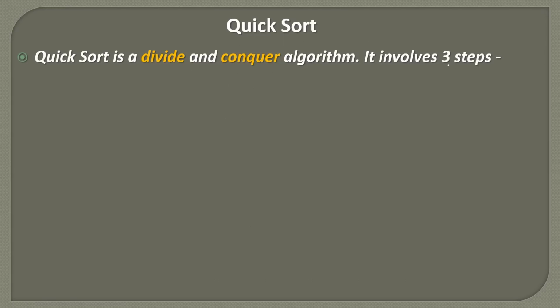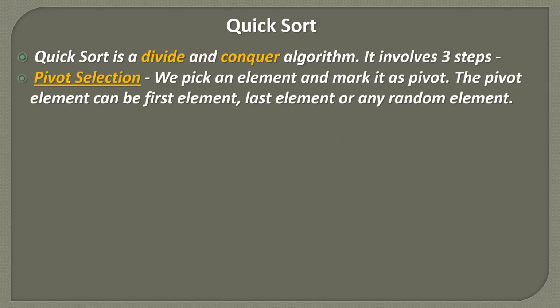It involves 3 steps. The first step is pivot selection. In pivot selection, we pick an element from the array and mark it as pivot. This pivot element can be the first element, last element, or any random element. We just take any element and mark it as pivot.